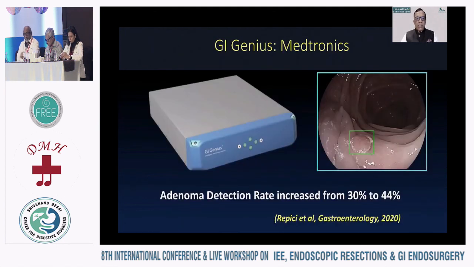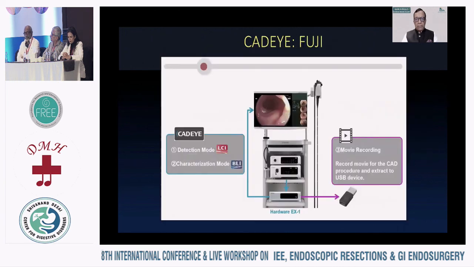The Medtronic system is called GI Genius, very simple, a box which you attach to any of the machines. And when it finds a polyp, it puts a green colored rectangle around it with a sound. And this can help you in assessing this area more carefully. In a study from Italy by Repici, it was shown that adenoma detection rate can increase with the use of Medtronic GI Genius from 30% to 44%. This is a huge increase.